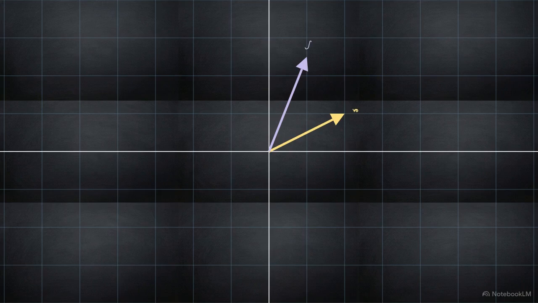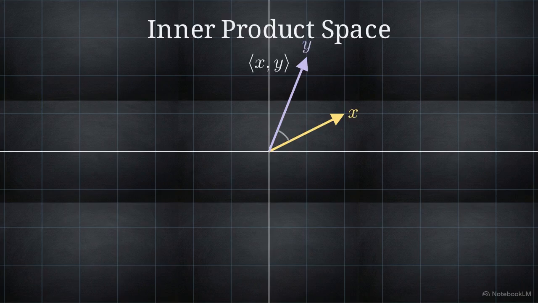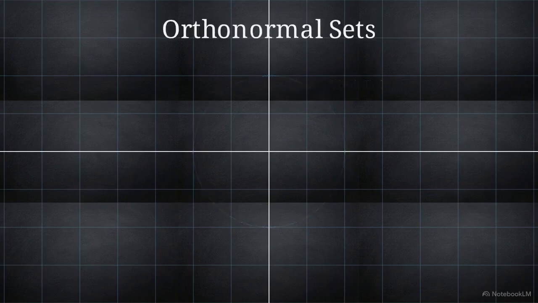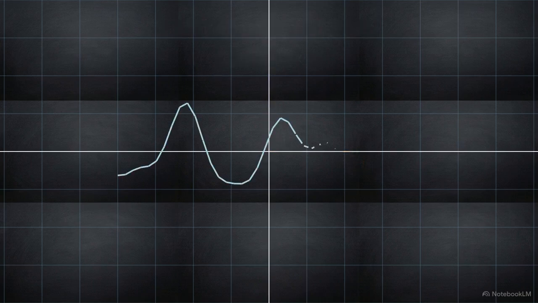We start with inner product spaces, spaces equipped with a dot product, denoted here by x and y in angle brackets. When these spaces are complete, meaning they don't have any missing limit points, we call them Hilbert spaces. Within these spaces, we look for orthonormal sets, vectors that are perfectly perpendicular to each other and scaled to a length of 1. Once we have an orthonormal set, we can represent incredibly complex elements in our space by projecting them onto these basis vectors and adding them up as an infinite series.